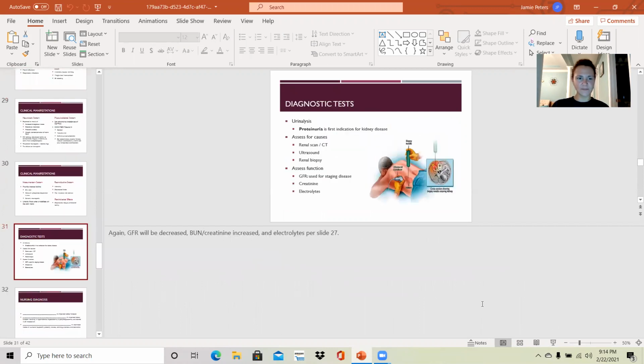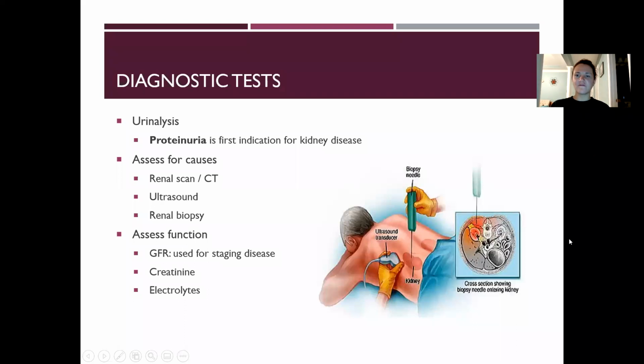So let me get you back down here. Diagnostic tests for CKD are going to be very similar to AKI. However, if we see protein in the urine, it's usually going to be an indication of some pretty severe kidney disease. If you remember, we'll also see proteinuria with glomerulonephritis. So those are our two common conditions to see protein being deposited in the urine. We'll assess for causes of the CKD with renal scans or CTs, ultrasound and biopsy, and then we'll assess their function. We use GFR to stage the disease.